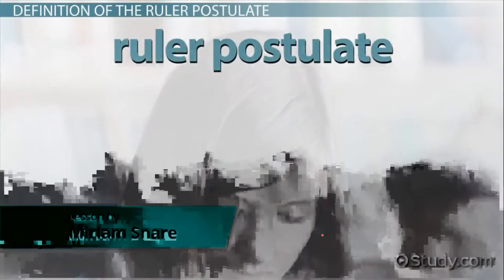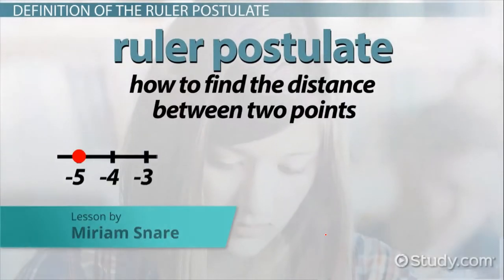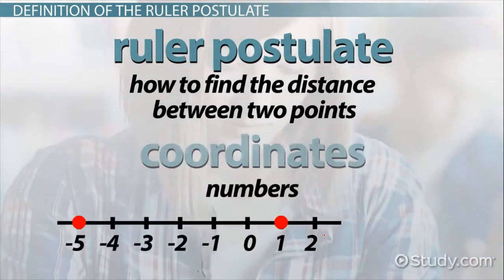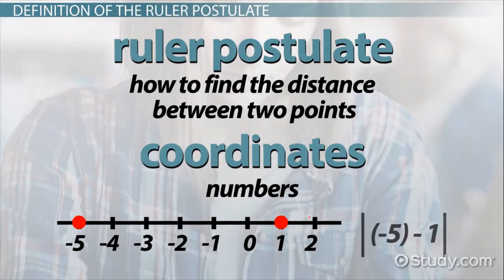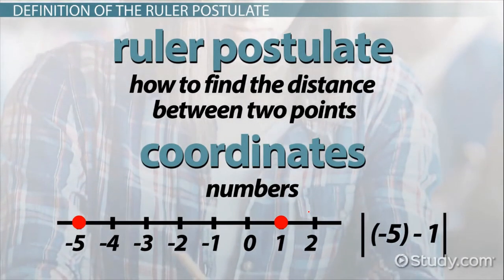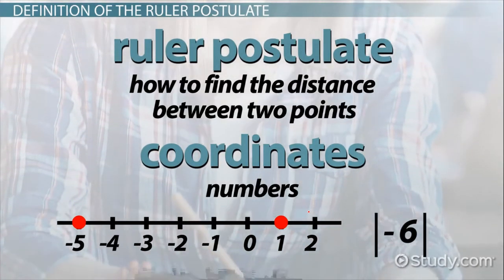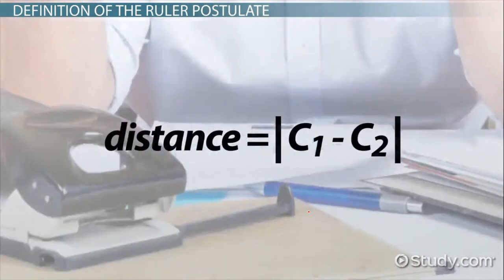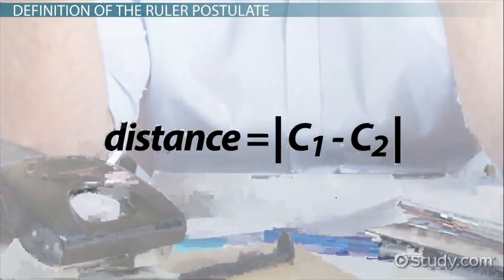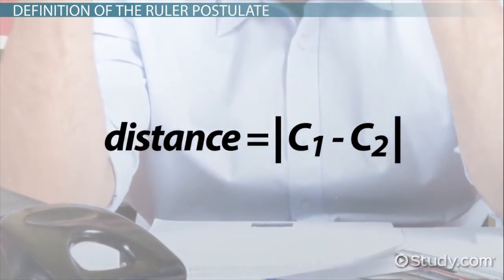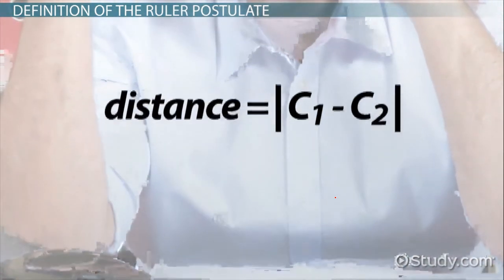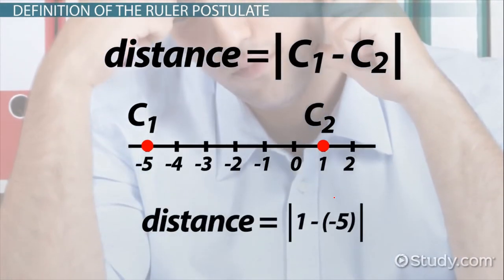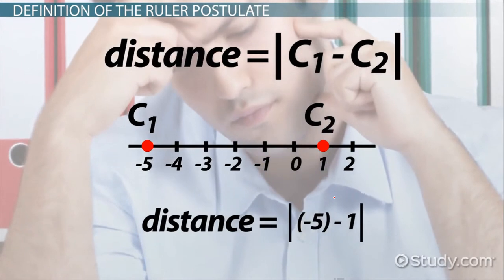The ruler postulate tells us how to find the distance between 2 points. First, we have to match each of the 2 points to a number. We call these numbers the coordinates of the points. Then, we subtract the coordinates from each other. If the resulting difference is negative, we take the absolute value of the result, because the distance is always a positive number. We can see this process in the following formula. Distance is equal to the absolute value of c sub 1 minus c sub 2, where c sub 1 and c sub 2 stand for the coordinates of the 2 points. It does not matter in which order you put the coordinates in the formula.